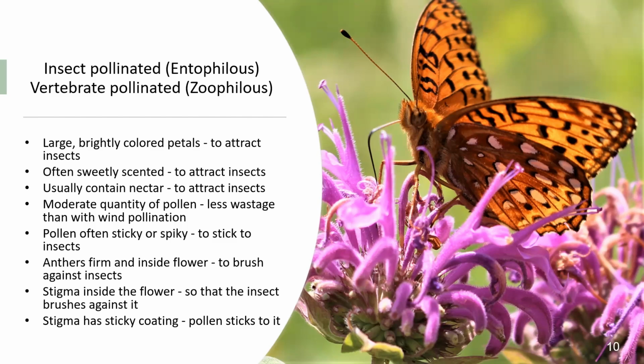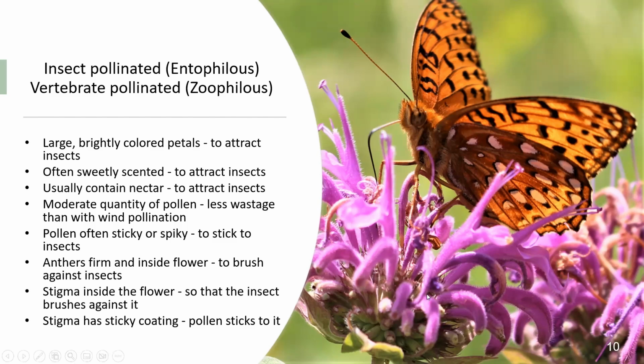The pollen is often sticky or spiky, and so like the bee that we just saw, it'll stick to the pollinator and carry it to another place. The anthers are firm and inside the flower to brush against the insect. The stigma is inside the flower, so the insect brushes against it, and the stigma has a sticky coating. Like I was saying, if you touch it, it's actually sticky, and the pollen sticks to it.